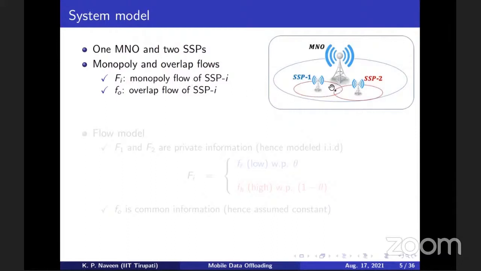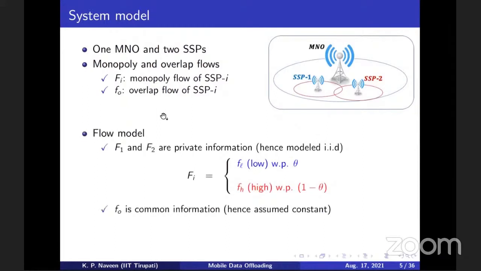And users in this overlap region, I'll call it the overlap flow. You can call it the duopoly also, because the users in this region can be offloaded to either of the SSPs. So Fi and F0 are the aggregate requests for traffic generated by all users in the respective region. Okay, so I'll use this notation Fi and F0.